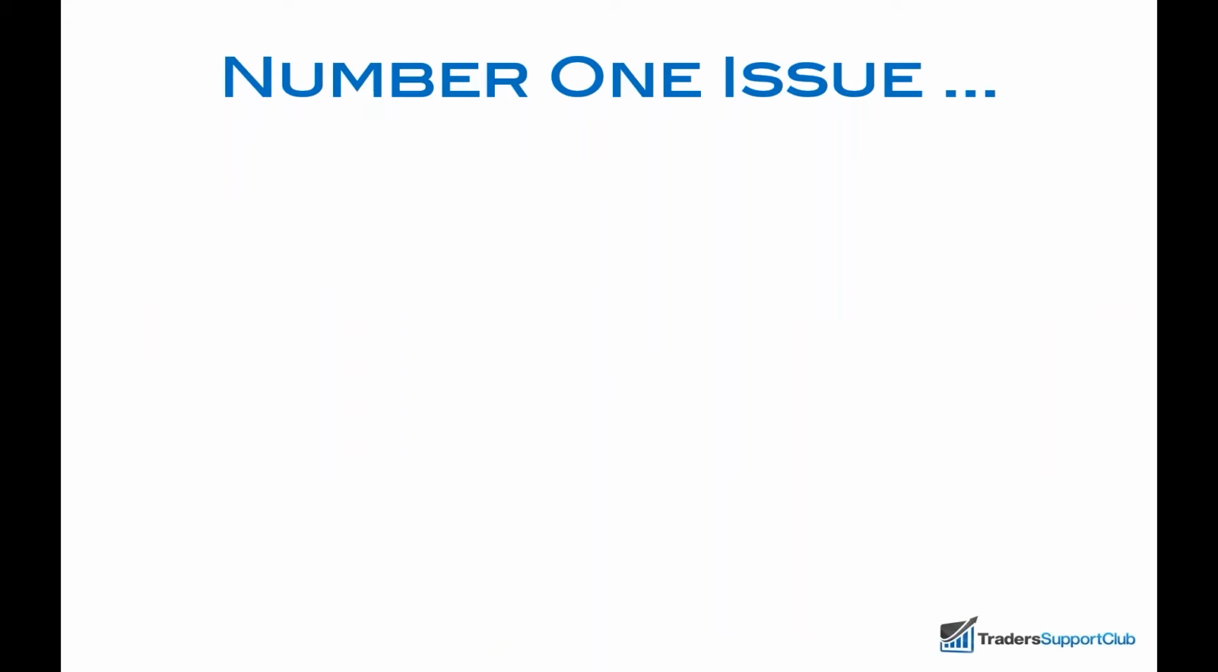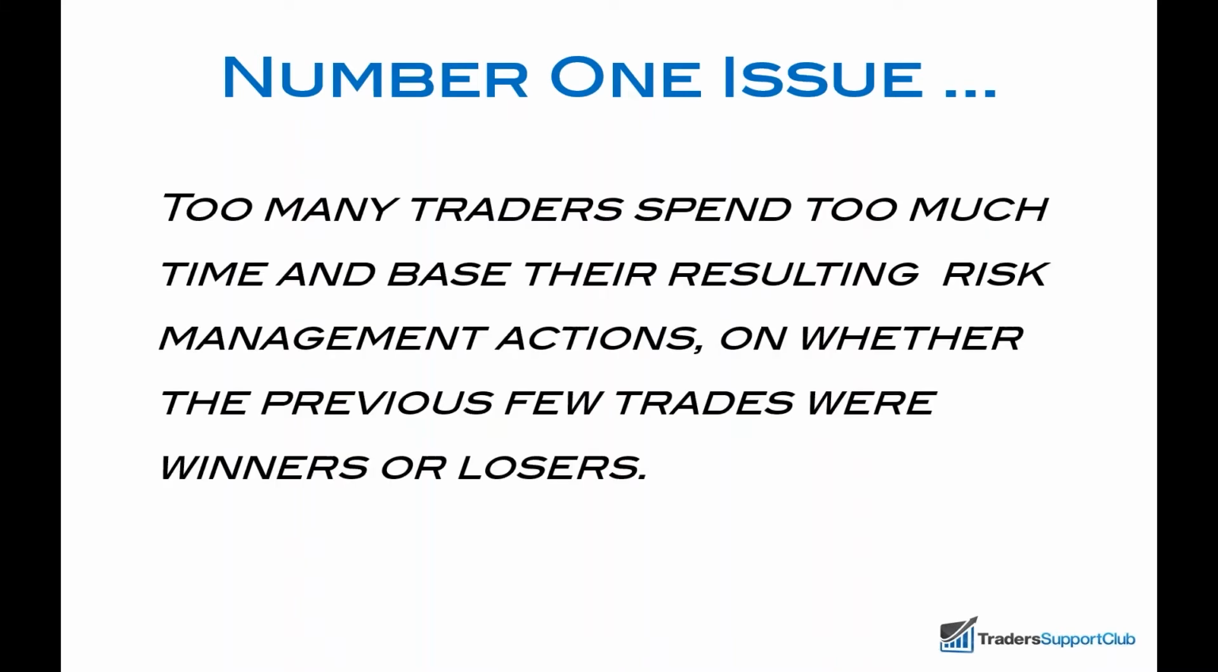So the number one issue that I find, whether it's retail traders with a couple of months experience or traders who've been trying for 2 or 3 years and can't get the results they want, and one of the things that challenged me in my early days, was this: too many traders spend too much time and base their resulting risk management actions on whether the previous few trades were winners or losers. So what I'm basically saying there is that most traders are focusing too short term. They've got an element of recency bias behind what they're doing.